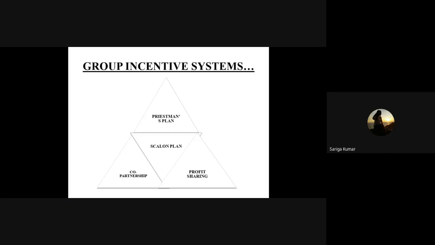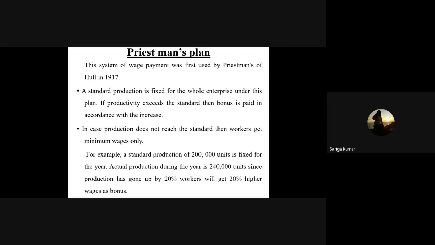There are certain group incentive schemes, like the Priceman plan, the Scanlon plan, profit sharing and co-partnership. We will go one by one with these. When we talk about Priceman's plan, this type of wage payment system was first used by Priceman's of Hull in 1917. Here I will just go on reading. Just listen to it carefully.